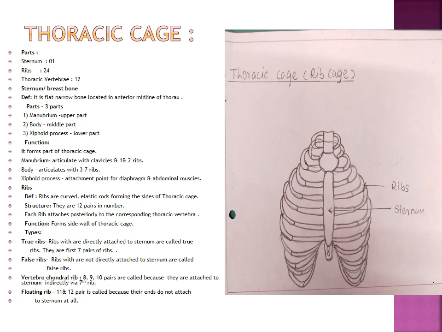Then the thoracic cage. It is mainly made up of the sternum, 1 bone, ribs, a total of 12 pairs, that is 24 in number, and thoracic vertebrae 12. The main function of the sternum is to protect the internal organs, that is the heart and lungs present in the chest. Then the ribs are attached to the sternum, and a few ribs are free. Those which are attached are called true ribs, and those not attached are called false ribs.